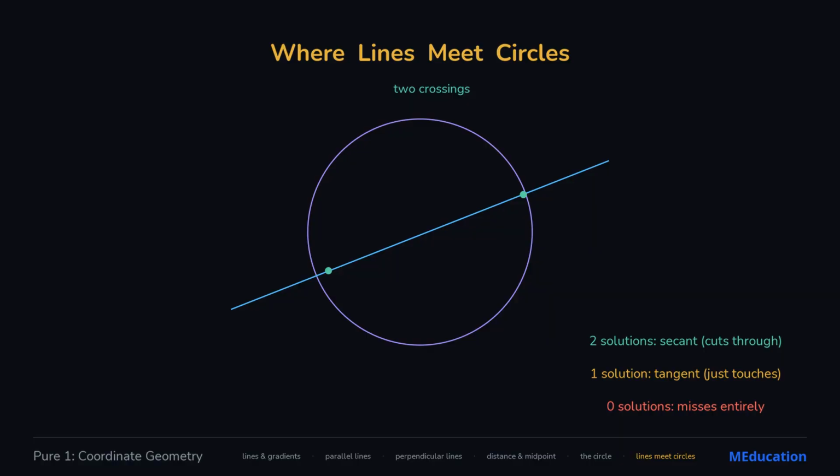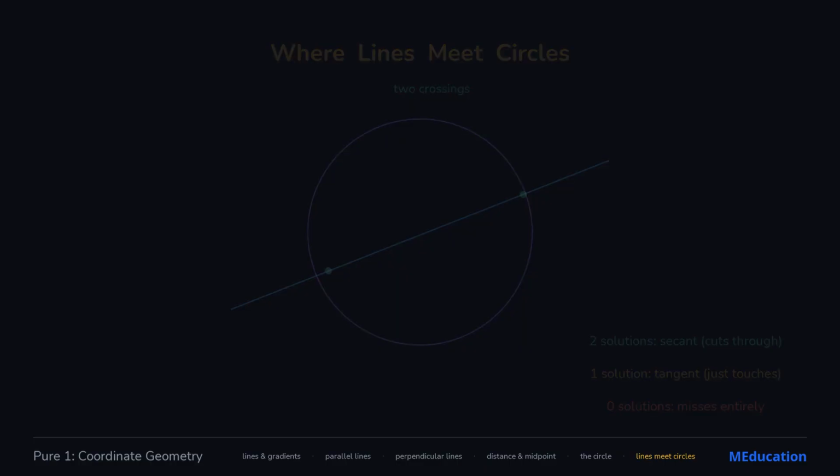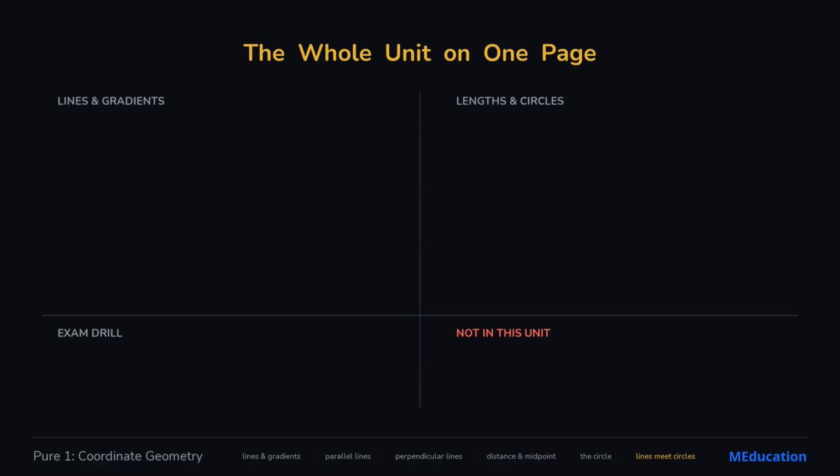Two solutions and the line is a secant, slicing clean through. One solution and it just grazes the edge as a tangent. None at all, and the line sails past, missing the circle entirely.